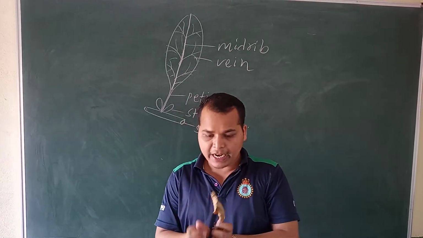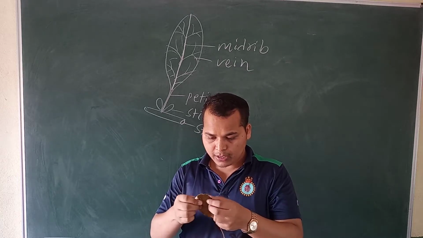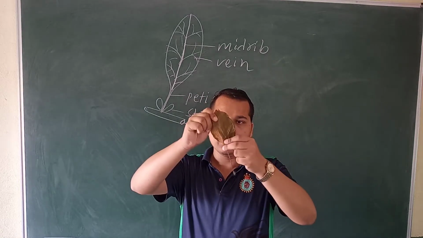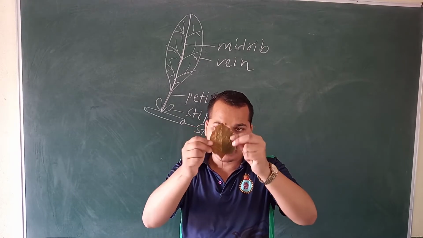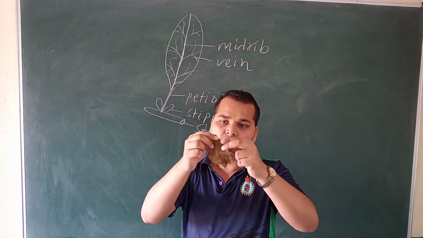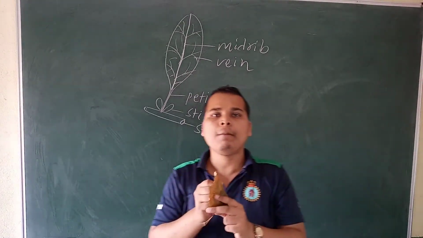Okay. So in that leaf, when we remove all the leaf blade, you will easily find out the veins. Yes or no? So you will find out the veins. So what do the veins look like? They look like the bones of our body.